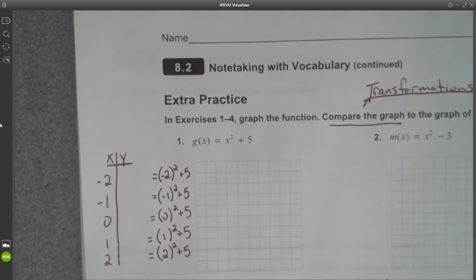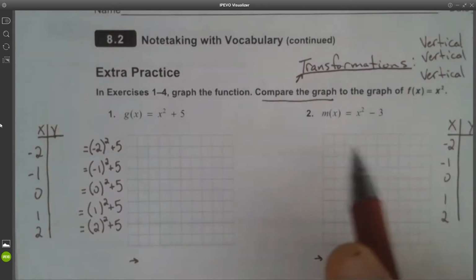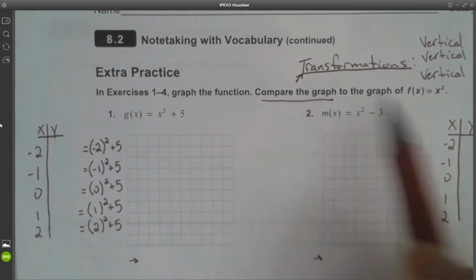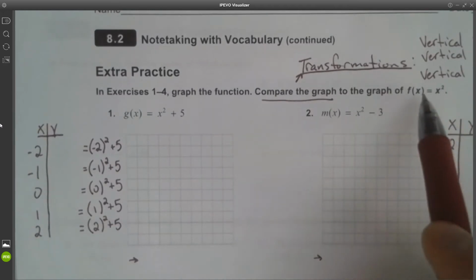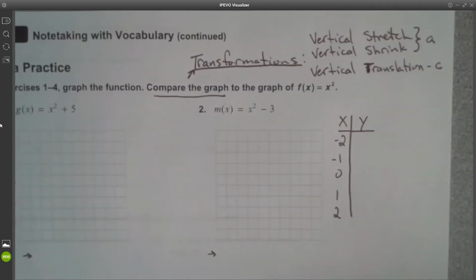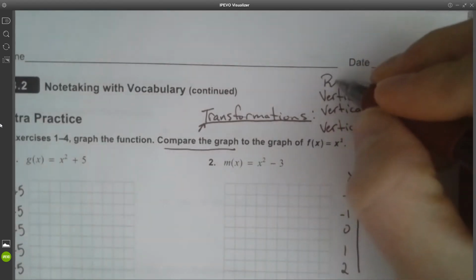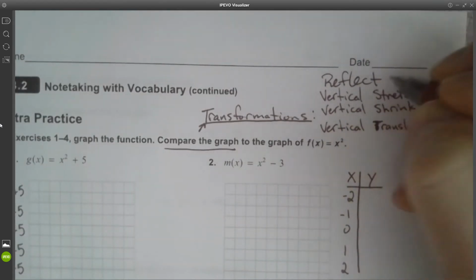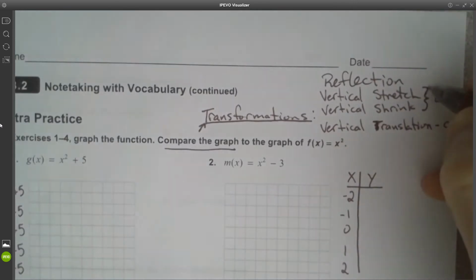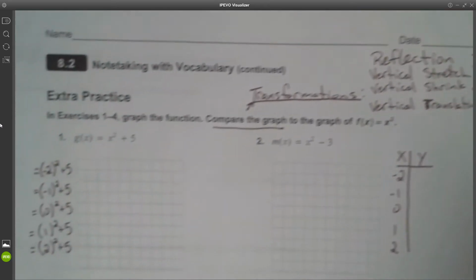On the next page, we're going to graph a few, and then we're going to compare that graph to the parent function, f of x equals x squared. All that means is what transformations occurred. We might have a vertical stretch or a vertical shrink, which deals with a, or we could have a reflection as well. We might also have a vertical translation, which deals with c.